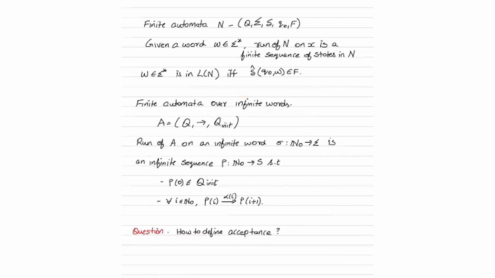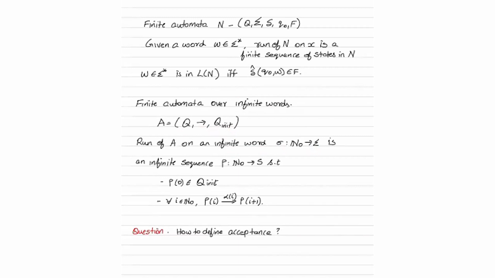Okay, so the basic components remain the same. You have the set of states, which is a finite set. You have a transition function or a relation, and you have a set of initial states. So this is pretty much the same, right? Now, what is different? Well, you have an infinite word rather than a finite word. So you have an infinite word over sigma, and you run the automaton over this infinite word, you get a run of the automaton. That part is also the same.